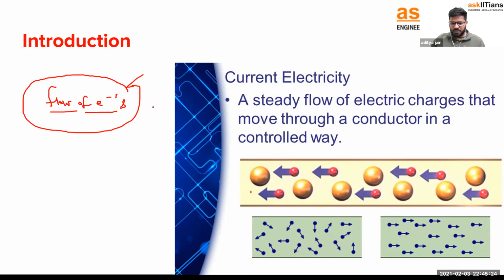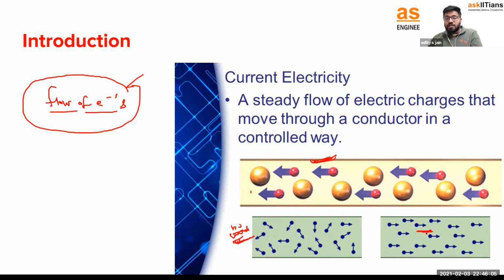See in this picture there are some electrons flowing like this. If you see in the left picture, there is some random motion of electrons. So in this case, no current is flowing basically, or no electricity is there. But if you see in the right picture, there is a particular direction of movement of the electrons. Yes or no? So whenever the flow of electrons is in a particular direction, we can say the current is flowing or electricity is present in that path.